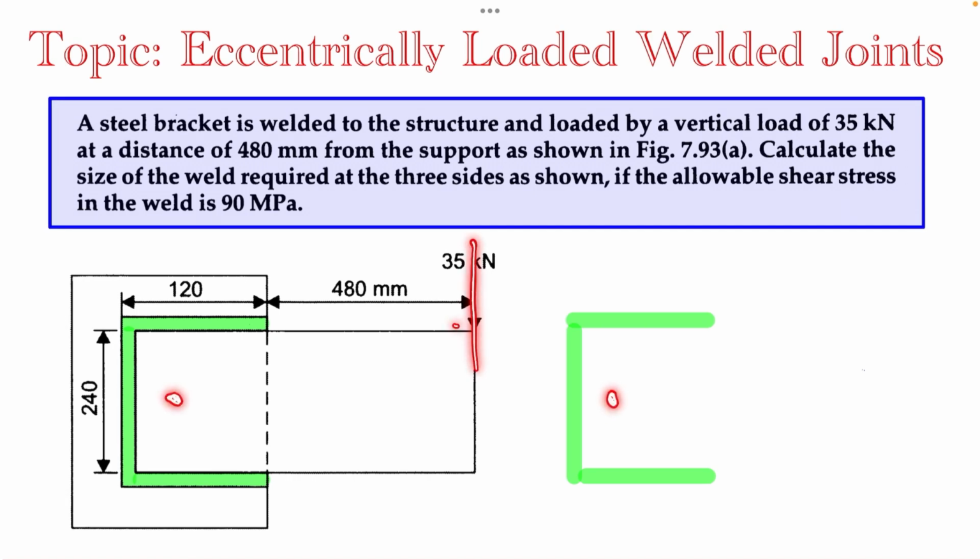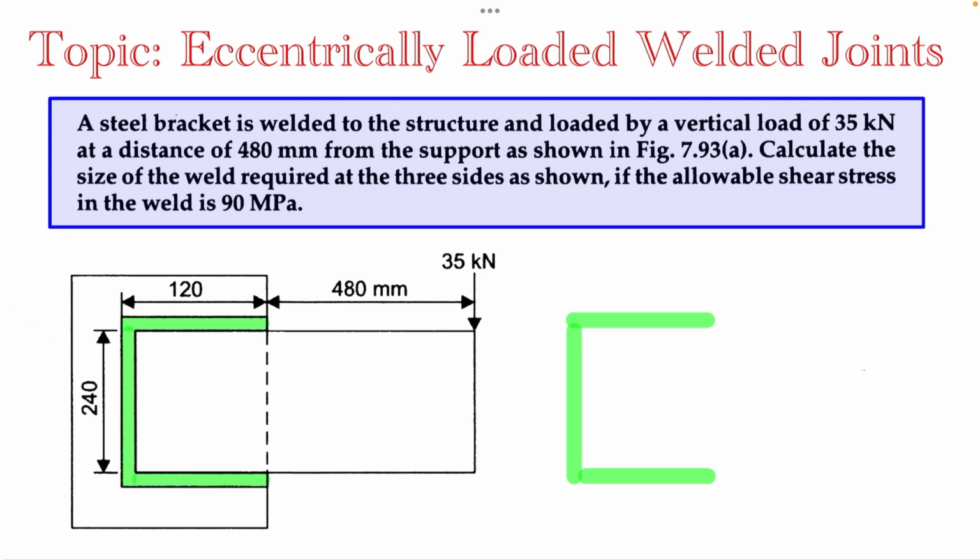So here the CG will be acting at this point, but the load is acting through this point, or the line of action of load will be like this. So it is not passing through the CG, and thus the load is known as eccentric load. And here we need to find the size of the weld. Size of the weld means we need to find the value h, the size or leg of the weld, and the allowable shear stress on the weld is given, which is 90 megapascal.